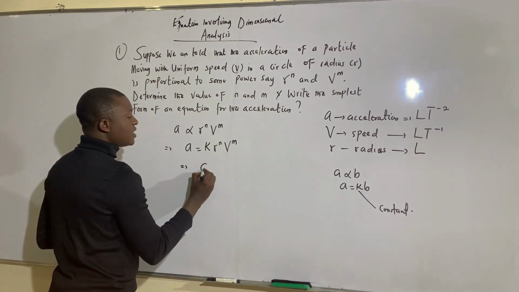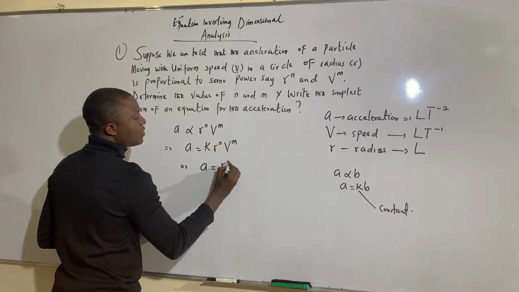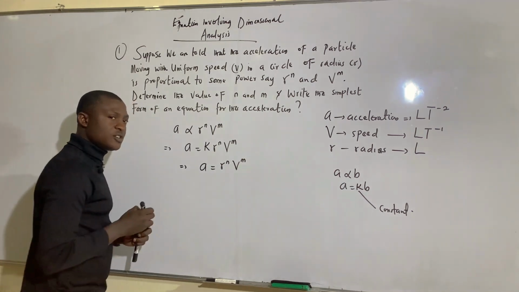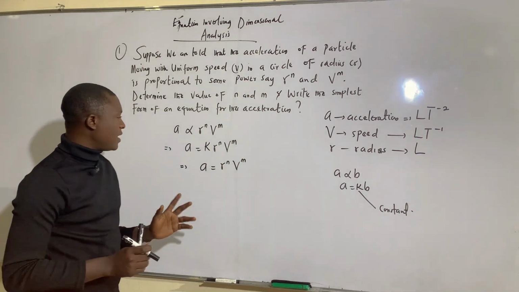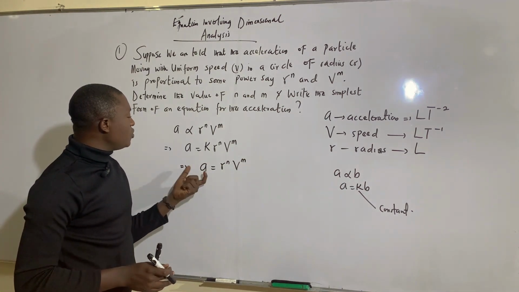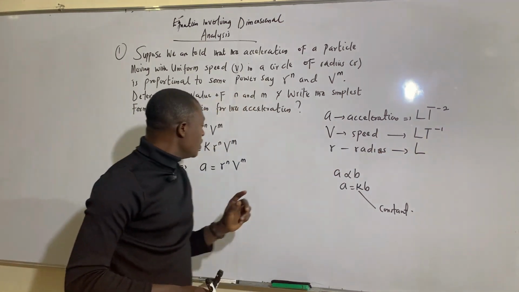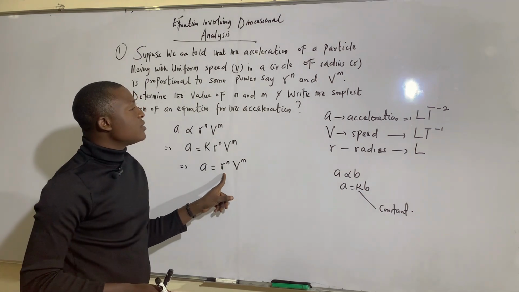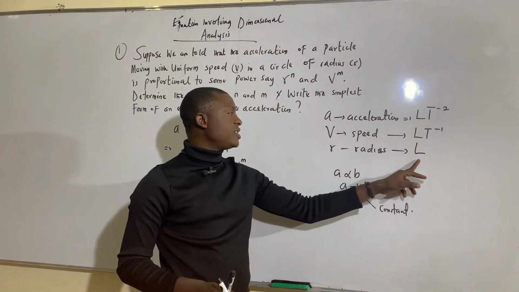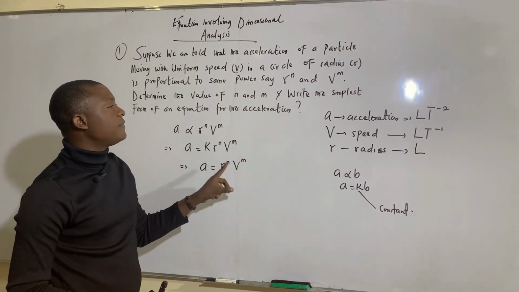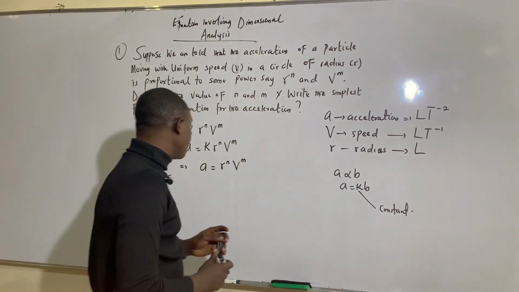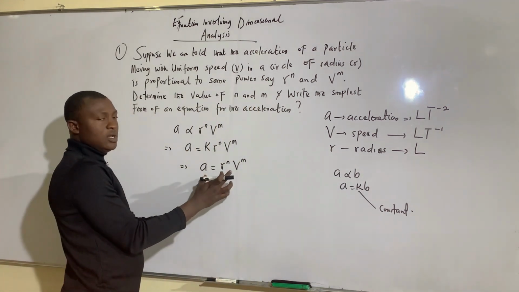This can just be written as A is equal to R raised to the power of N and V raised to the power of M. I hope you are following, right? Good. So now the next thing is we know the dimension for acceleration to be LT raised to the power of minus 2. We know the dimension for R is nothing but length, which is L, and we know the dimension for V as well, that V is LT raised to the power of minus 1. So let's just substitute each of them one after the other.